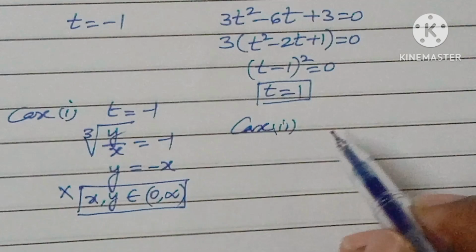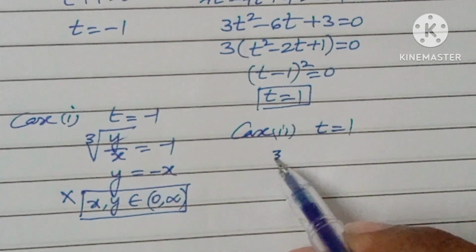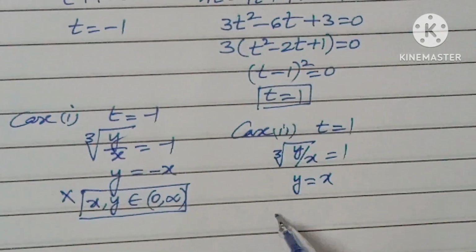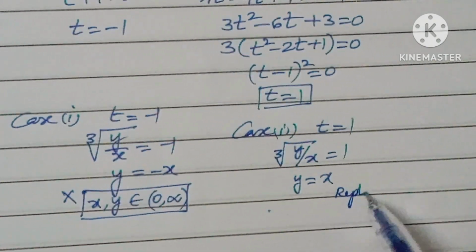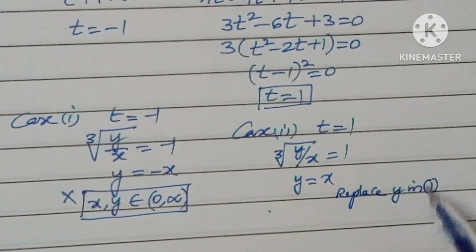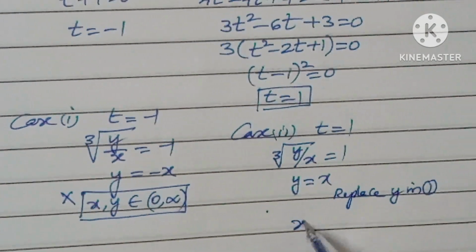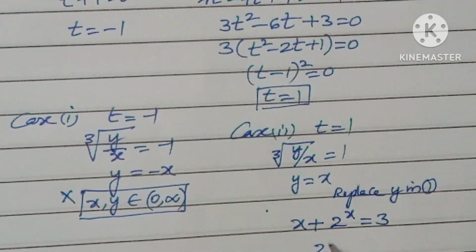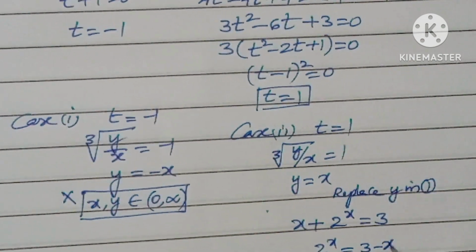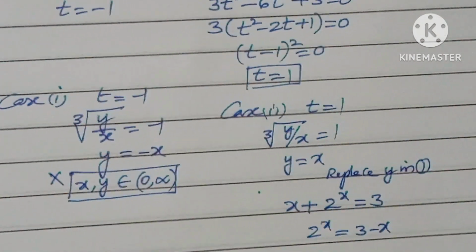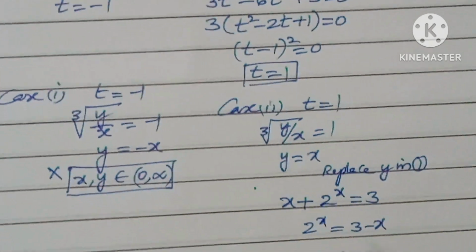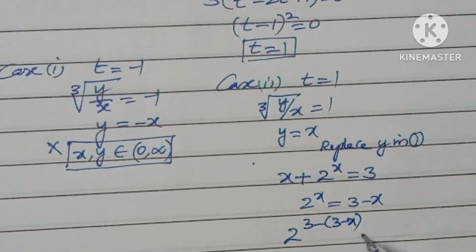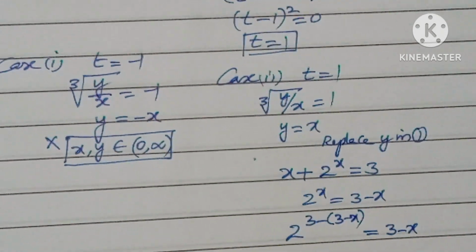Now we'll take case 2. Second case: t is equal to 1, cube root of y by x is equal to 1, y is equal to x. So replace y in the first equation. So what will we get? x plus 2 power x equal to 3, 2 power x is equal to 3 minus x. So here you are doing some adjustment: 2 to the power of 3 minus (3 minus x) is equal to 3 minus x.